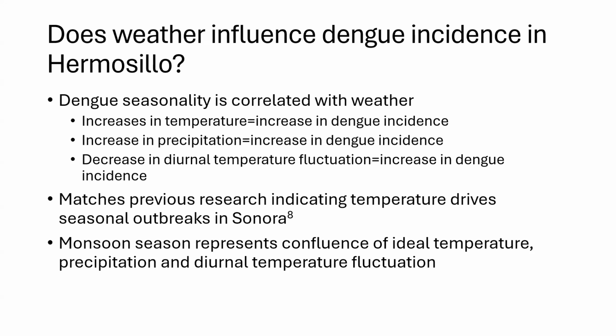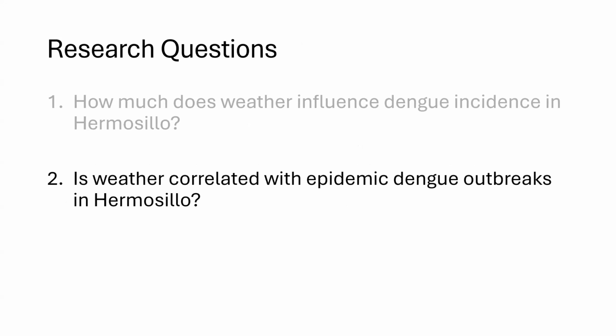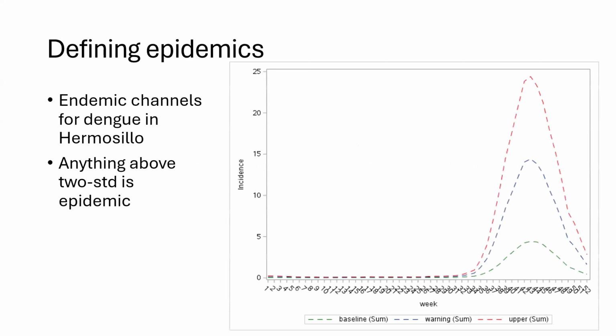So we established what causes dengue seasonality and what weather variables are within that. We wanted to move into our second research question: are any of these weather variables correlated with epidemic dengue outbreaks in Hermosillo? The first thing we have to do with that is define what an outbreak is. The way we define outbreaks is with epidemic or endemic channels. Here on the right is an endemic channel for dengue in Hermosillo.